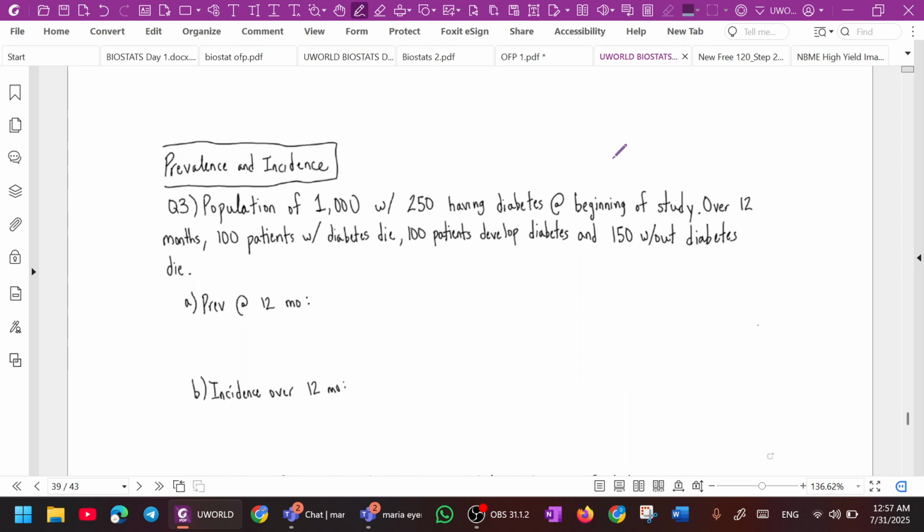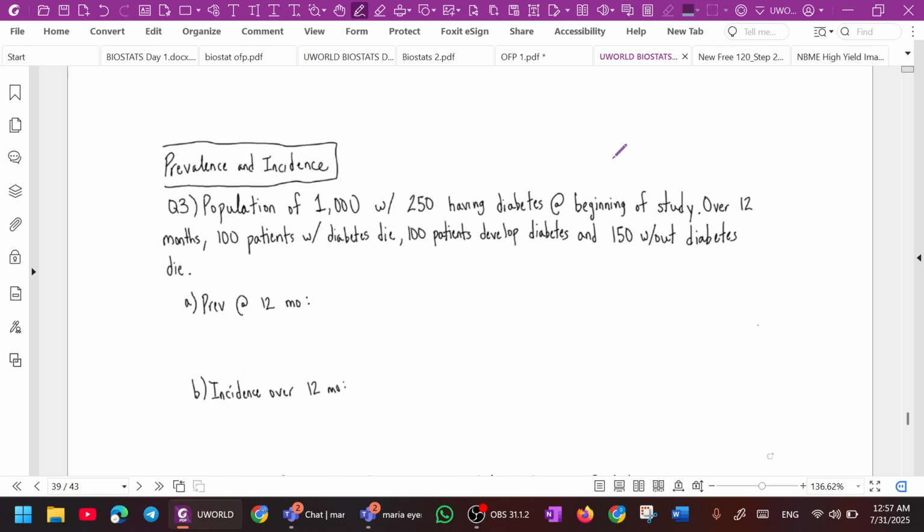We started with 250 having the disease at the beginning. Over the 12 months, 100 people died from the 250. So we had 150, plus 100 people who developed the disease. So 150 plus 100, that is 250. Does it make sense where it's coming from? Yes. Okay, so we got prevalence and incidence.